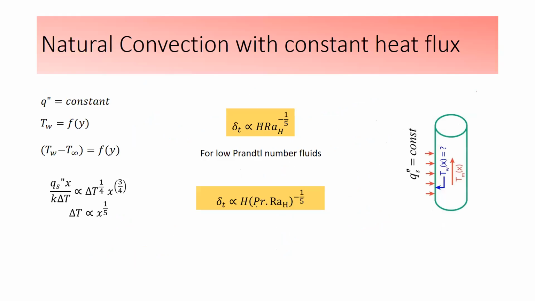Now let us see what will happen if the natural convection is happening with constant heat flux. So how can we ensure this constant heat flux? Suppose there is a wire and we wind this cylinder with this wire and we are supplying electric power or something.